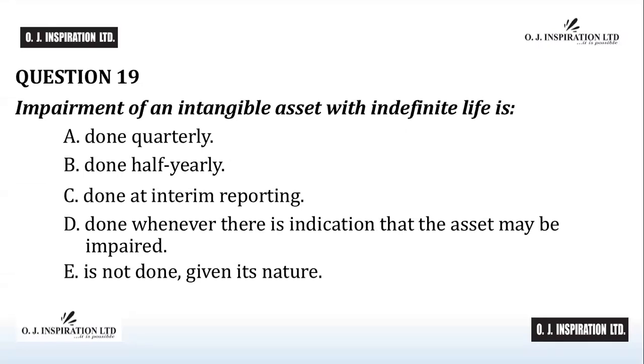Question number 19. The answer to question number 19 is D, whenever there's an indication that the asset may be impaired. IAS 36 Impairment of Assets requires that an intangible asset with an indefinite useful life is tested for impairment, one, annually, and two, whenever there's an indication that the intangible asset may be impaired. D is the answer to question number 19.